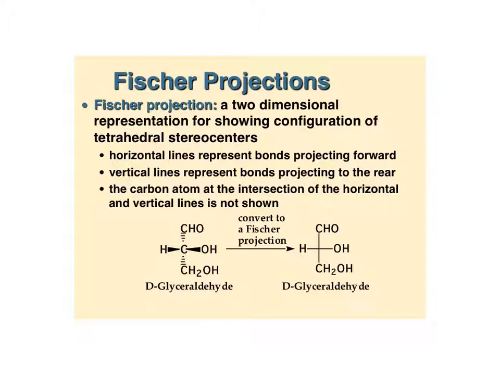What they do is they just draw it as a little cross, and you don't even put the center. The intersection point is the carbon, and you just need to memorize that the vertical lines are going away and the horizontal lines are coming towards you. That's called the Fisher projection. It's just a way of depicting a tetrahedral stereocenter, and that's the way they usually draw sugars. They'll draw it something like this, like what we've been seeing.